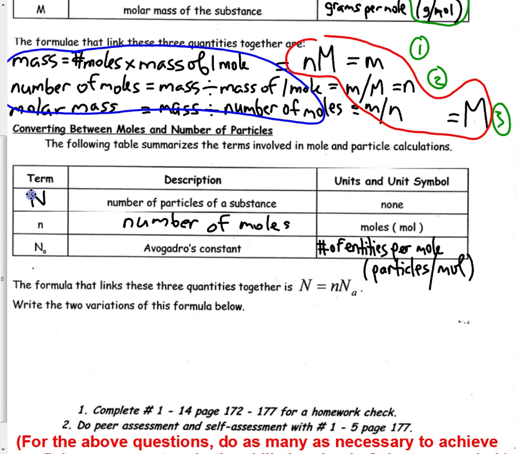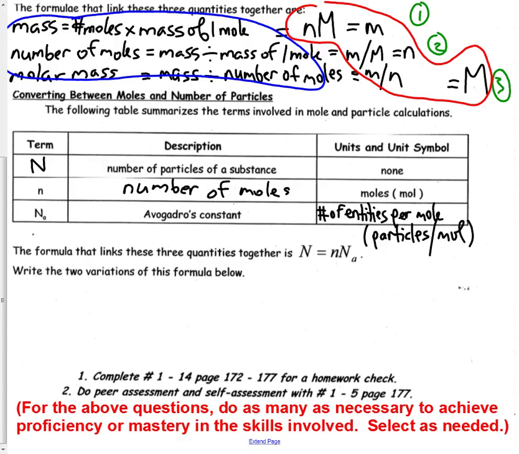Now, the formula that links these three quantities together is given. It doesn't really need much explanation, I think. If we know how many particles are in 1 mole, that's Avogadro's constant, and we know how many moles we have, then the number of particles in total would just be multiplying those two together. So for the variations of this formula, if you're wanting to solve for the number of moles, we divide both sides by Avogadro's constant. So it would be how many particles we have divided by how many particles are in 1 mole would give us how many molar units we have.